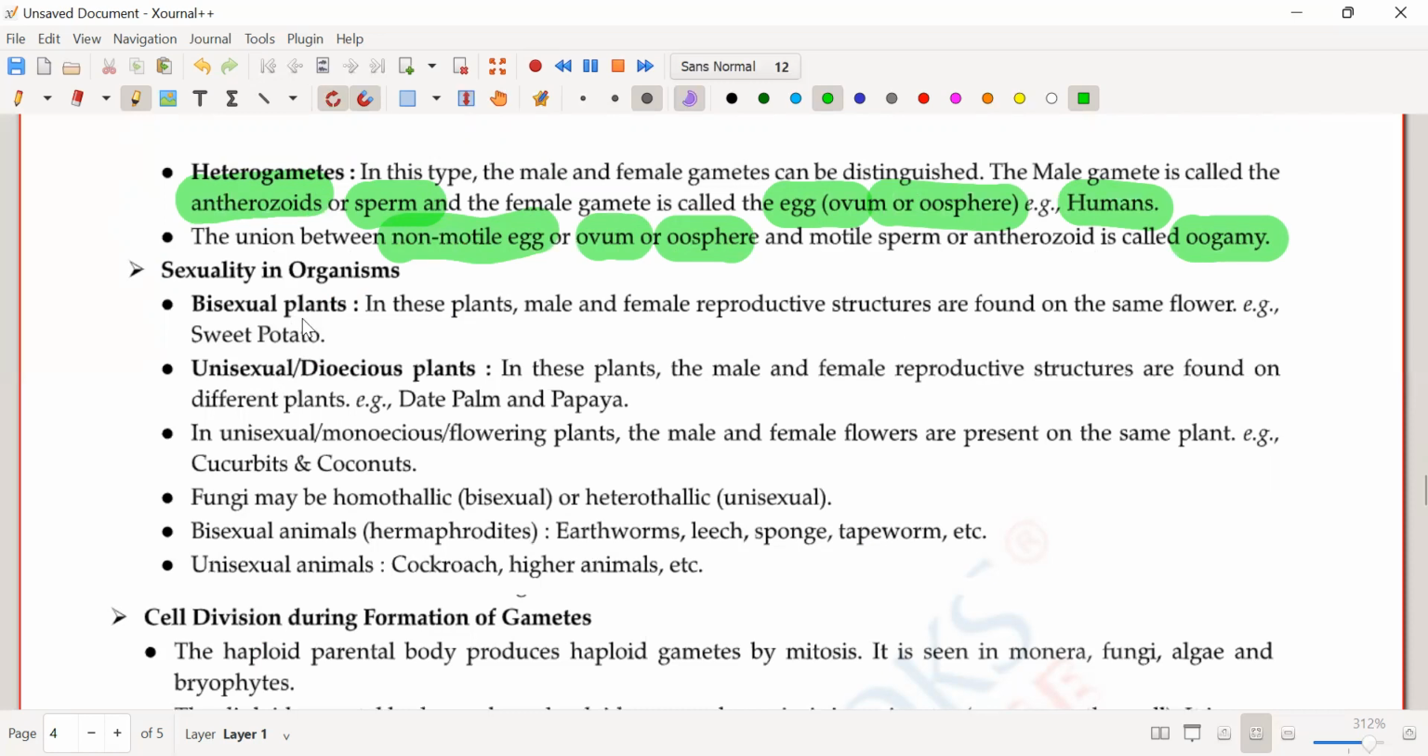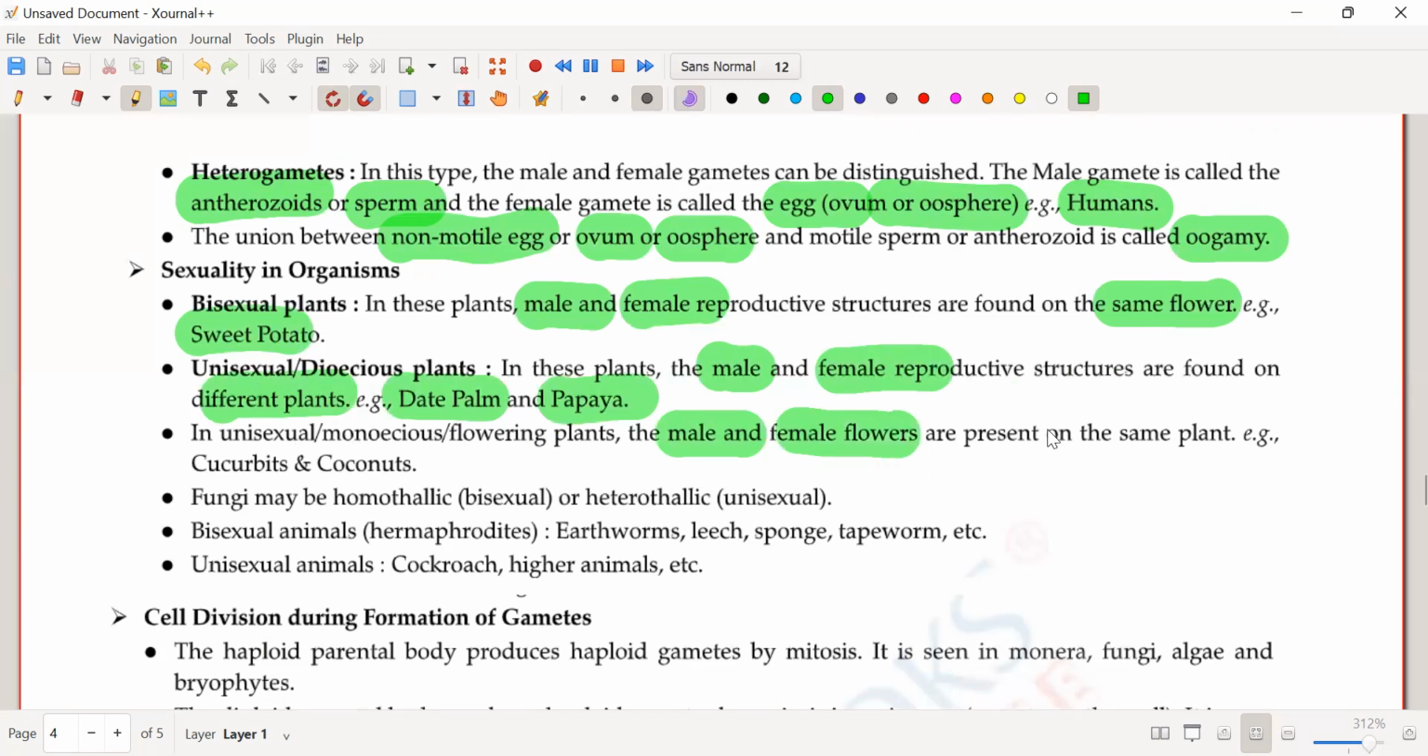Sexuality in organisms. Bisexual plants: in these plants, male and female reproductive structures are found in the same flower. Example, sweet potato. Unisexual or dioecious plants: the male and female reproductive structures are found in different plants. Example, date palm and papaya. In unisexual, monoecious flowering plants, the male and female flowers are present on the same plant.